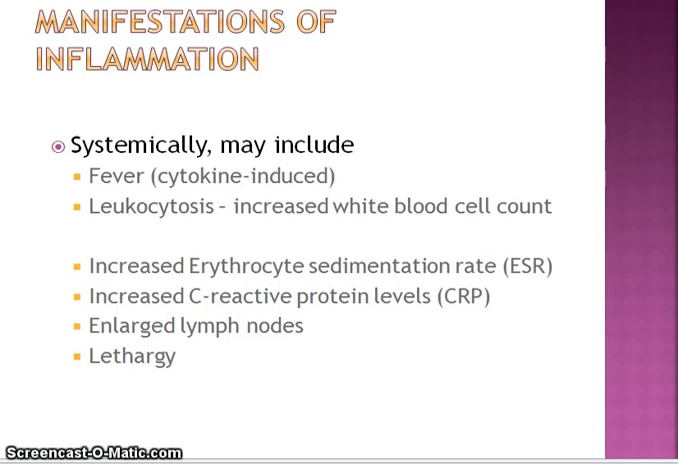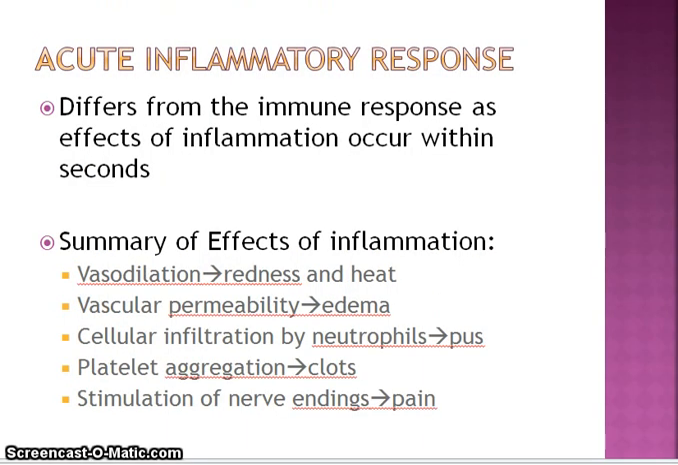The clinical manifestations we see of inflammation, we can look at the signs and symptoms. So systemically, we often see a fever. We see an increase in our white blood cell count. That's called leukocytosis. We see an increase in our ESR, or erythrocyte sedimentation rate, and an increase in our CRP level. This measures inflammation in the body. Right, the lymph nodes can be enlarged in that area. Patients are often feeling lethargic. The acute inflammatory response can differ from the immune response depending on the effects inflammation has.